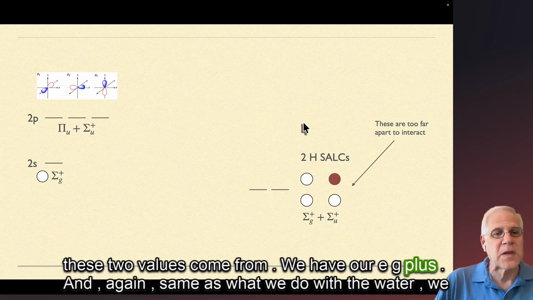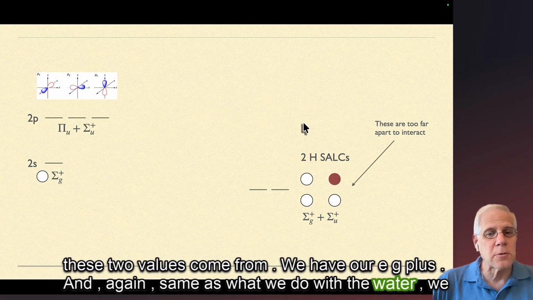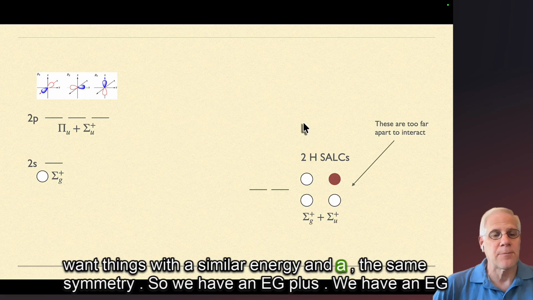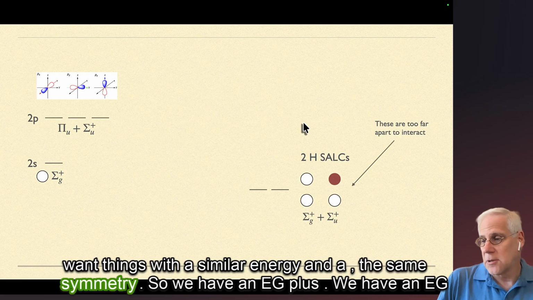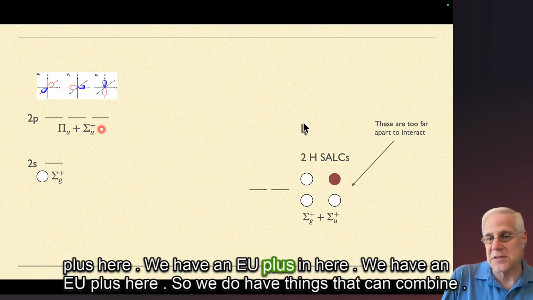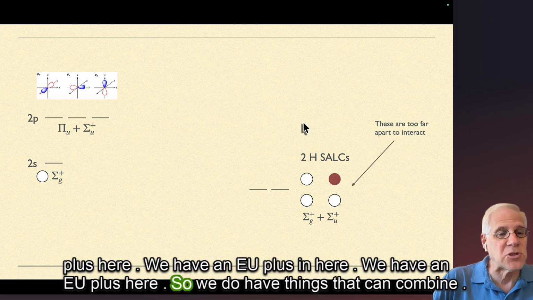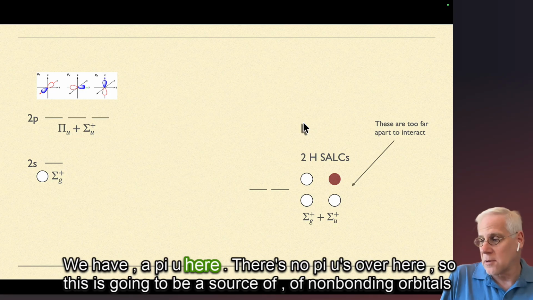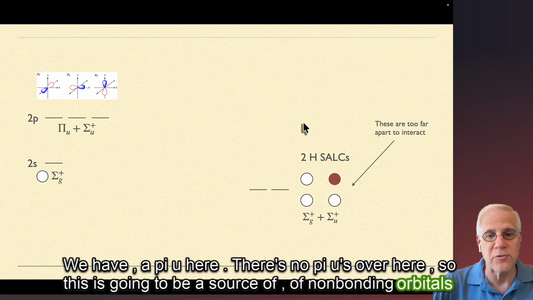We have our Eg plus, and again, same as what we do with the water, we want things with a similar energy and the same symmetry. So we have an Eg plus here and an Eg plus here, an Eu plus here and an Eu plus here. So we do have things that can combine. We have a pi u here, but there are no pi u's over here, so this is going to be a source of non-bonding orbitals.